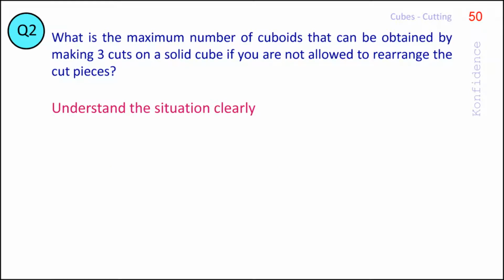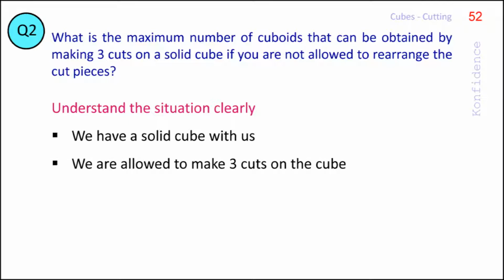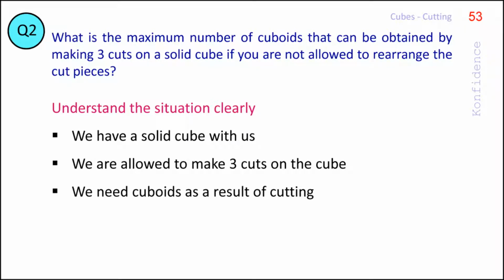Before we move to solve this problem, let us understand the problem clearly and look at what is required in a step-by-step manner. We have a solid cube with us. We are allowed to make 3 cuts on a cube. That is, we can cut 3 times. We need cuboids as a result of cutting. That is, all the pieces that we get should be cuboids or rectangular prisms.